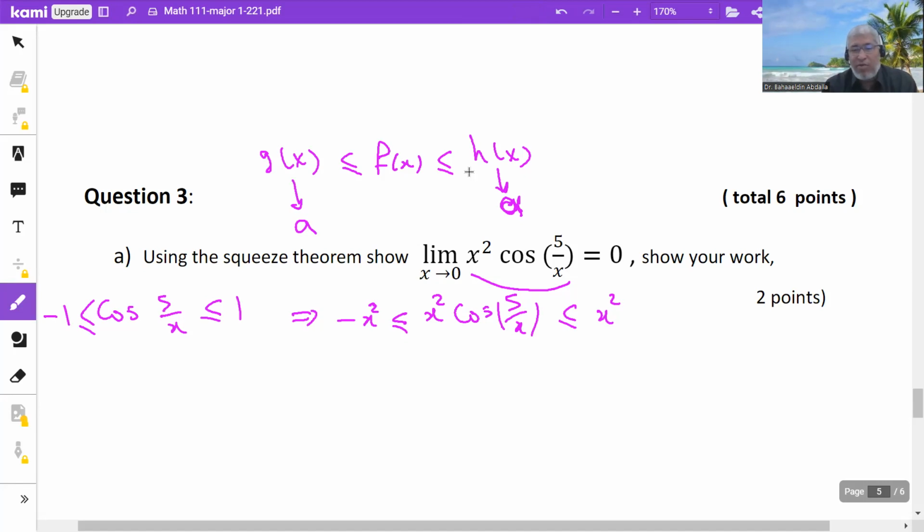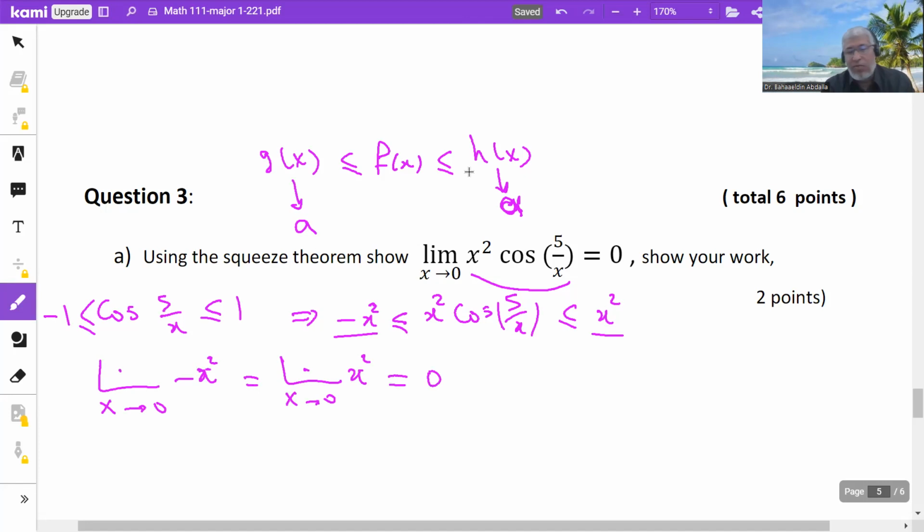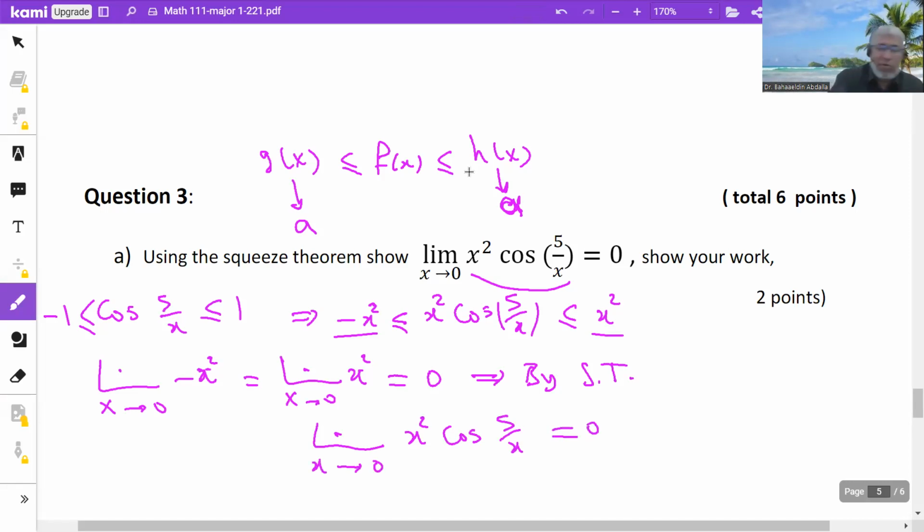Now he is asking about the limit when x approaches 0. So I have to check the limit of negative x squared when x approaches 0, and the limit of x squared when x approaches 0. Well, in both cases, when I replace x by 0, I get 0. So the limit of both of them is 0. So by the squeeze theorem, the limit of the function in the middle, x squared cosine 5 over x, also would be 0 when x approaches 0.